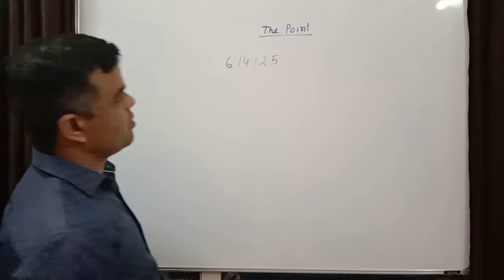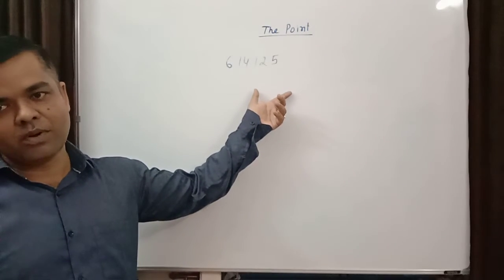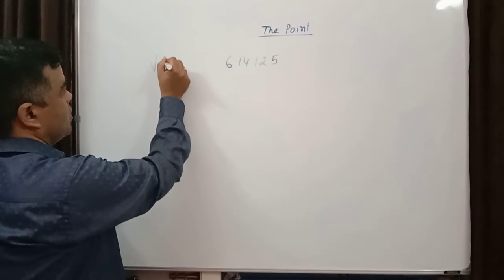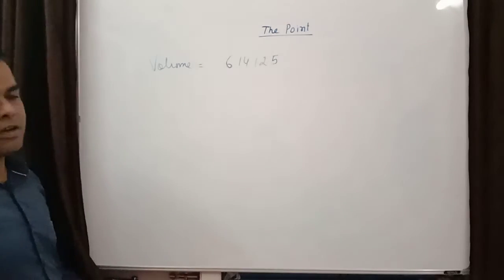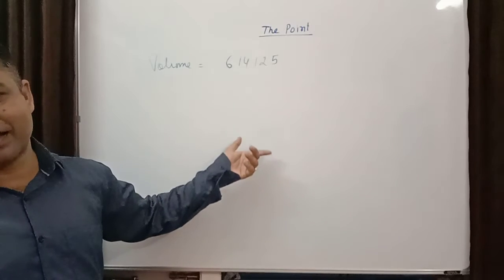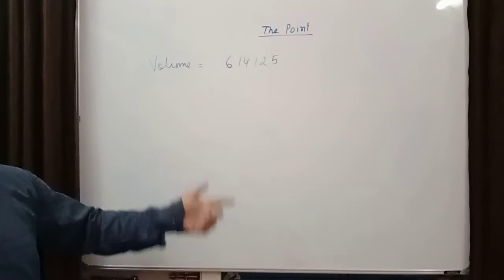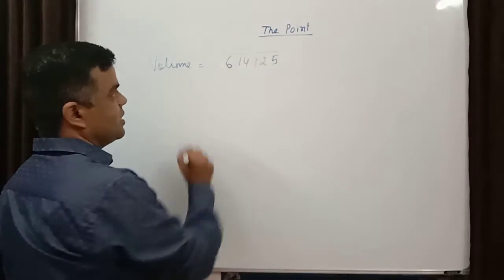So this is the number. This big number is the volume of a cube. Now find out the surface area, or side of the cube, or diagonal of the cube, whatever is asked in the question. Very easily you can find it out. Make the pairs again.